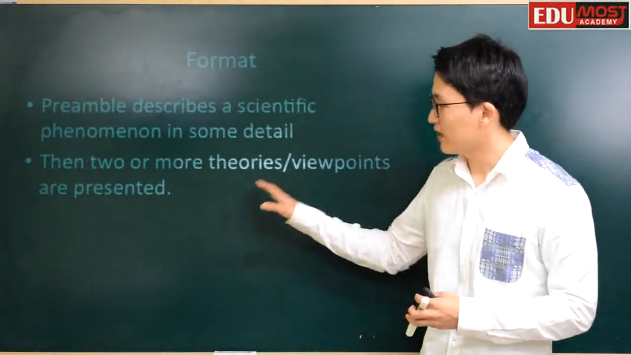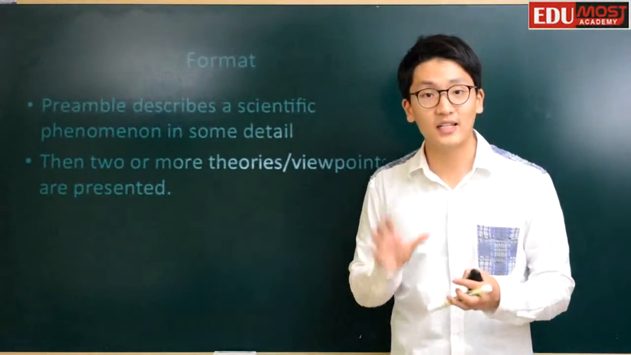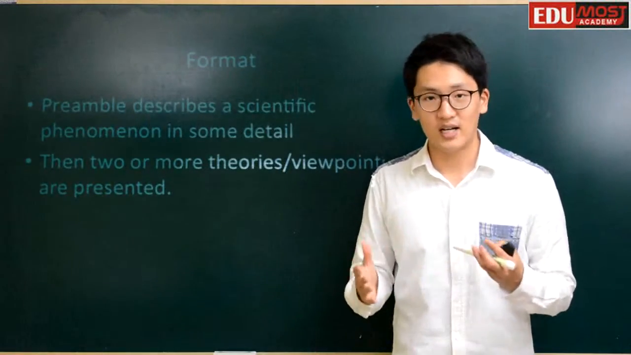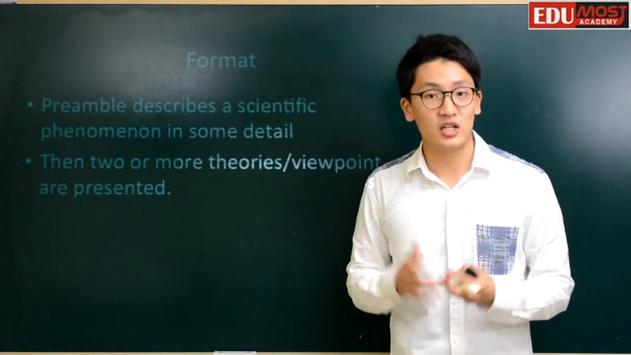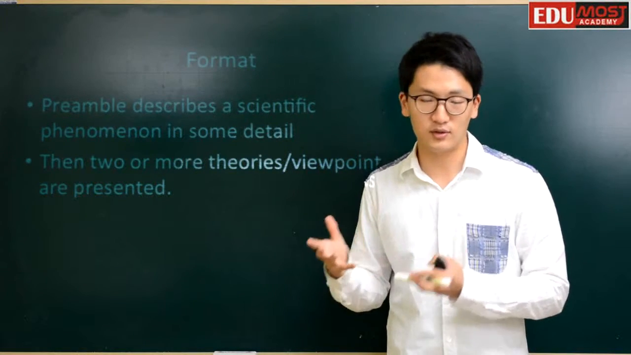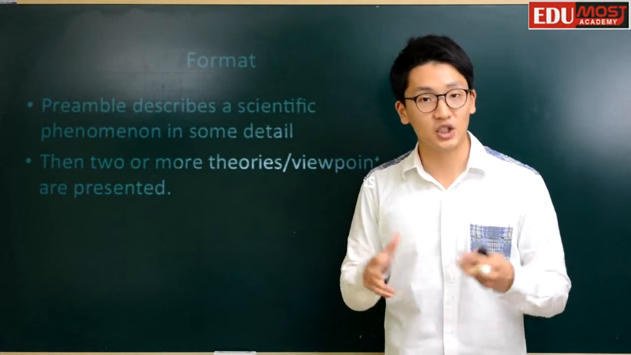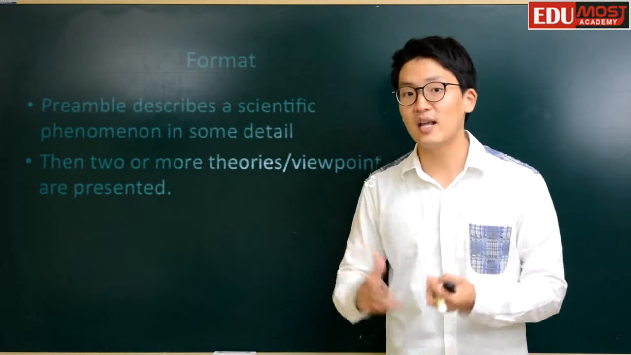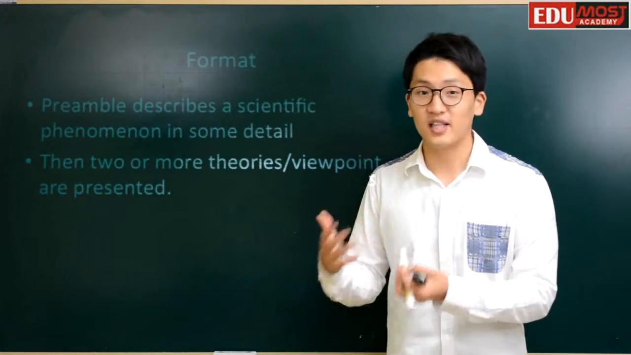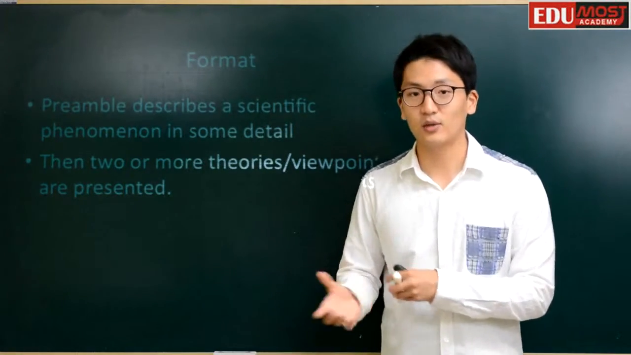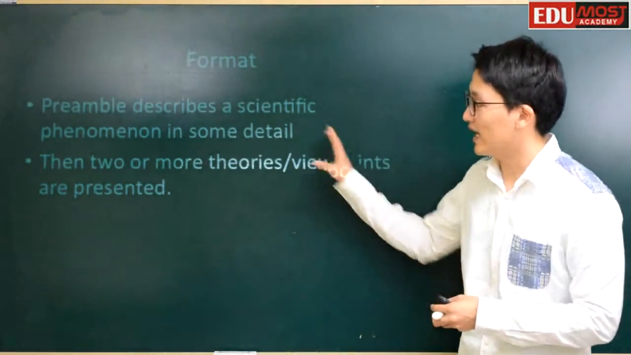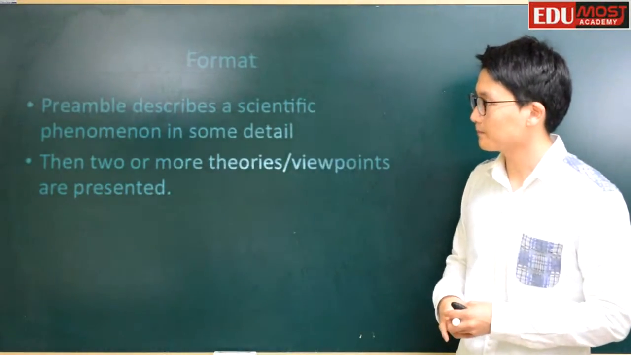Now, the theories and viewpoints can be identified in bold. It's usually arranged in numbers: student 1, student 2, student 3, or scientist 1, scientist 2. But it can also be a certain name of a theory or a certain name of a viewpoint, like hypothesis A, hypothesis B. So you can identify them in bold and in that similar format.